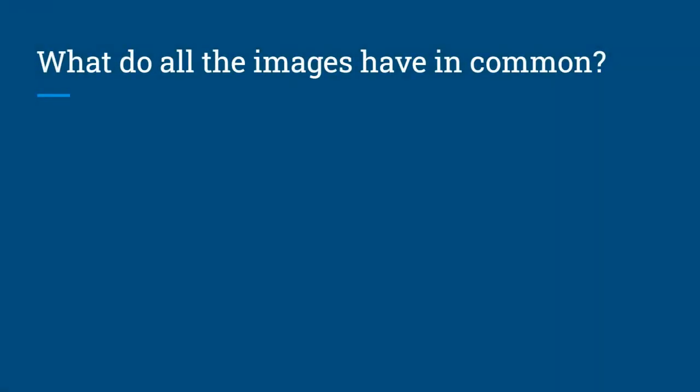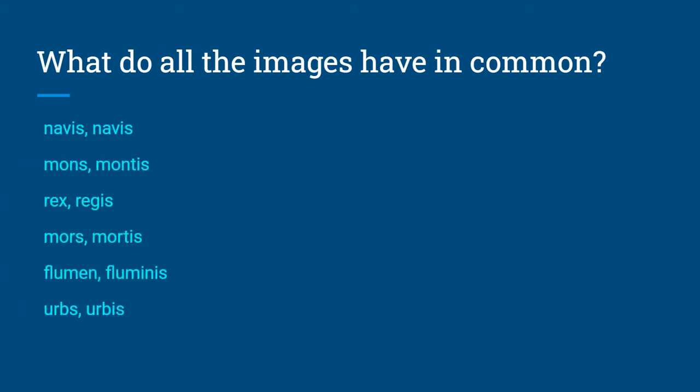Alright, so what do all these images have in common? Well, if you figured out that they all represent Latin third declension nouns, very, very well done. We have navis, mons, rex, mors, flumen, and urbs, which translate to ship, mountain, king, death, river, and city.